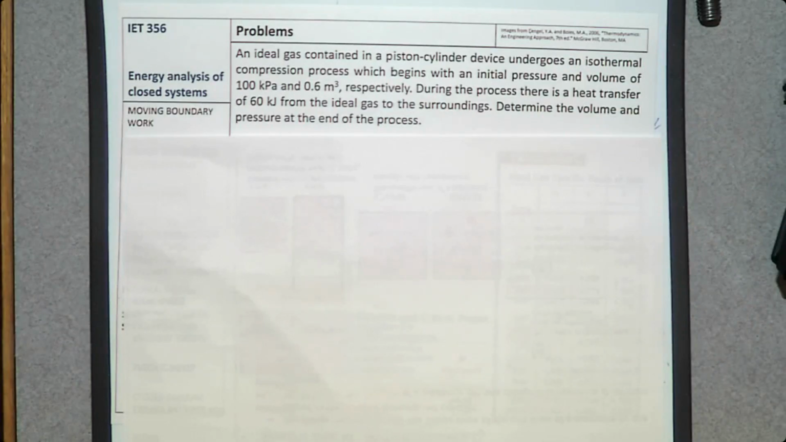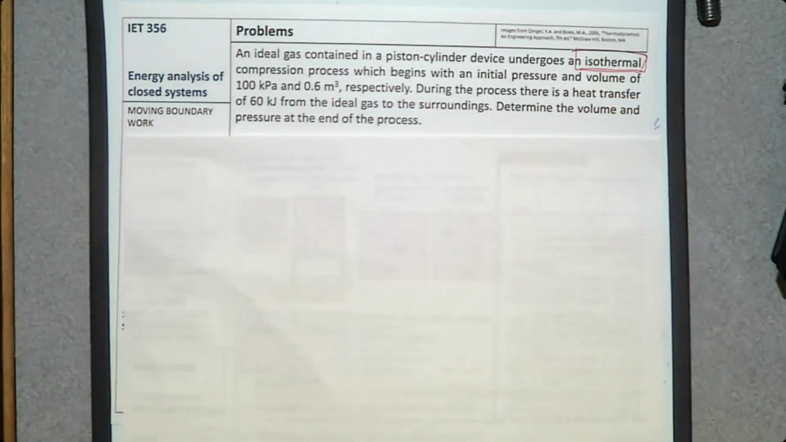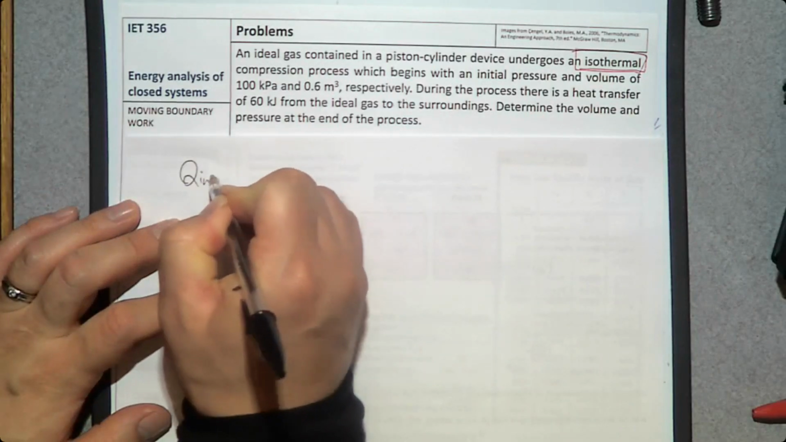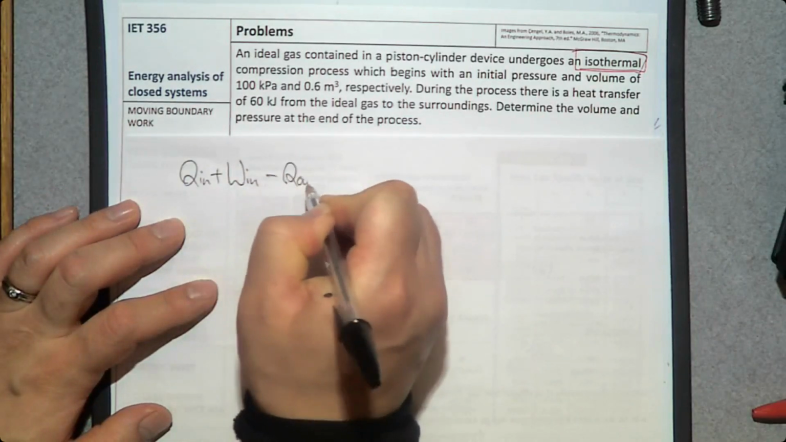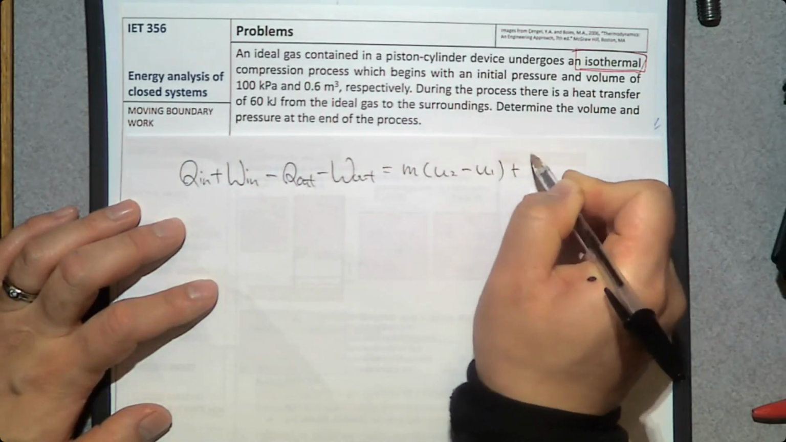The previous problem was just a process, but this time it's an isothermal process. When you see constant volume, constant pressure, constant temperature, they are super easy. Then what do you want to do? We need to determine whether it is a phase change or not. Ideal gas, oh, it's not a phase change material, so it's a pure system. When you have a pure system, let's write down the energy balance equation. Q in plus W in minus Q out minus W out is mass times U2 minus U1 plus moving boundary work.